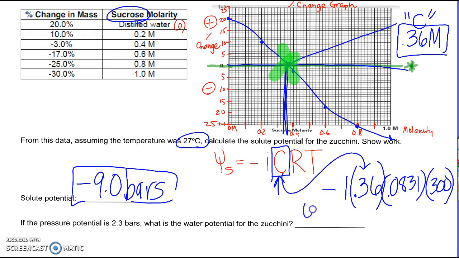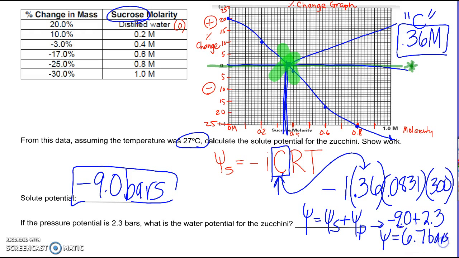They gave you a pressure, just to wrap it up. Since the water potential is the solute plus the pressure, they're giving you a pressure inside the zucchini, in which case you would basically do this. So you take your negative 9.0 plus your pressure, which they're telling you is 2.3. And so the final water potential in this case for the zucchini would be negative 6.7 bars. Make sure that is negative. So that would be your final water potential.